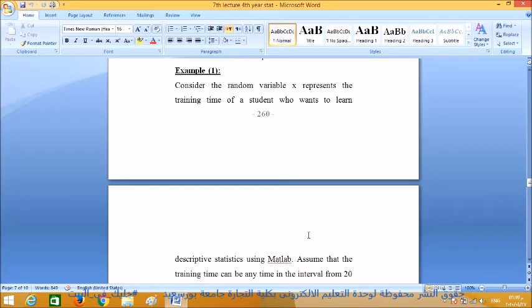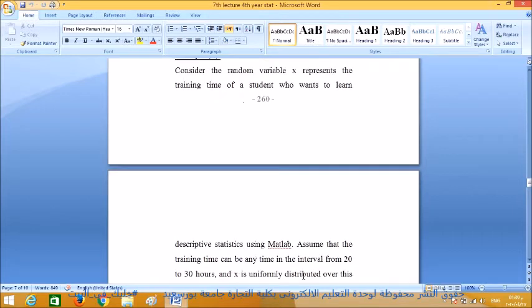Using MATLAB. Assume that the training time can be any time in the interval from 20 to 30 hours.